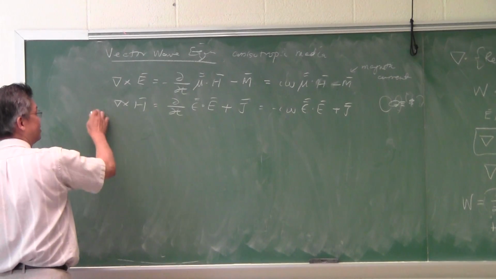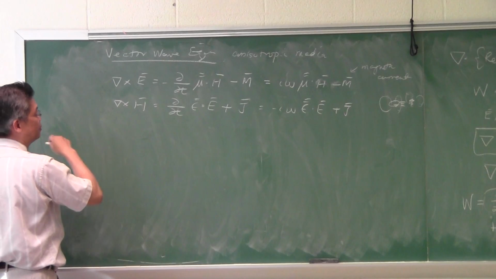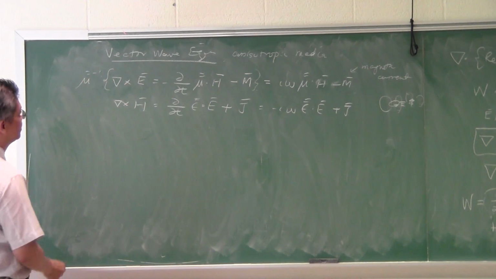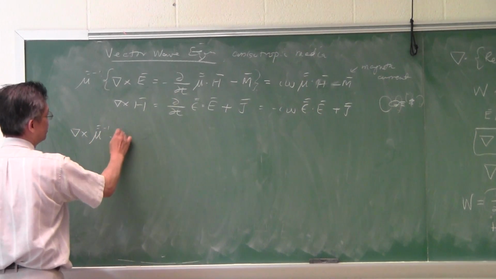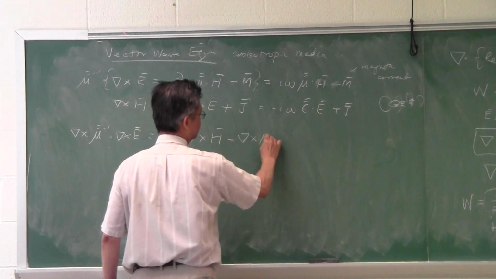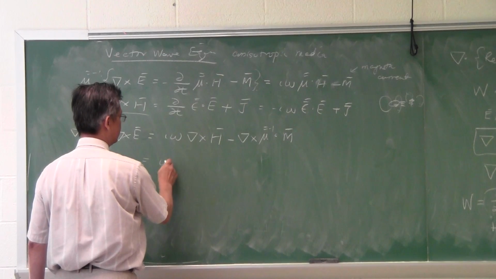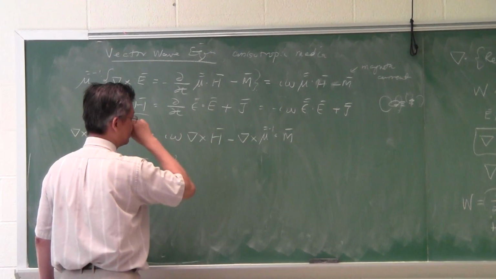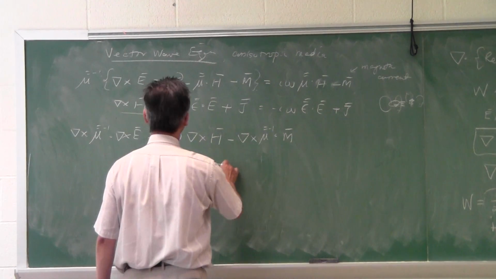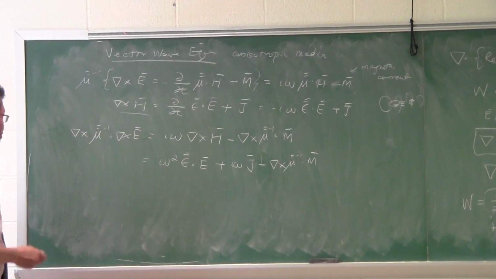So as we said before, everything is embodied in these two equations. Actually, we can reduce these two first-order differential equations into one second-order differential equation. So the way we do that is to multiply this equation by mu inverse, and then take its curl again. So if we do that, then we will have curl of mu inverse curl of E is equal to, if you take the mu inverse of this, curl of H minus curl of mu inverse of M. Okay, then I can use the fact that curl of H is equal to that to simplify the second term. So I get omega squared epsilon dot E plus i omega J minus curl of mu inverse dot M. So I have this equation.